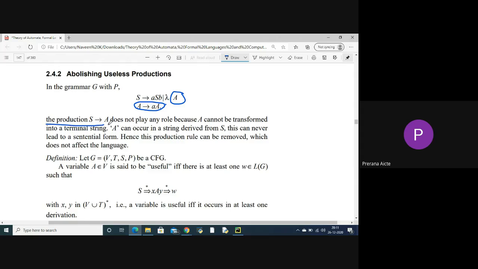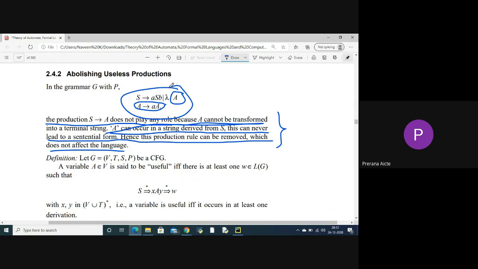The production S tends to A does not play any role because A cannot be transformed into a terminal string. A can occur in a string derived from S, but it can never lead to a sentential form. Hence, the production rule can be removed, which does not affect the language. We discussed this earlier, right? If any production or non-terminal symbol does not have a terminal ending, then it is removed from the given productions. This is said to be elimination of useless productions.